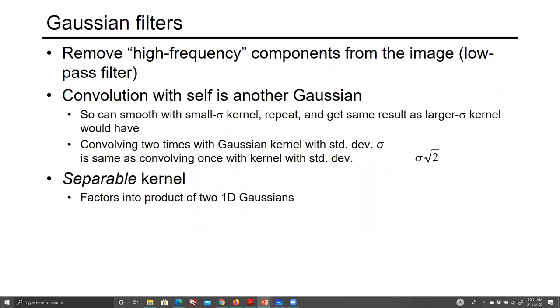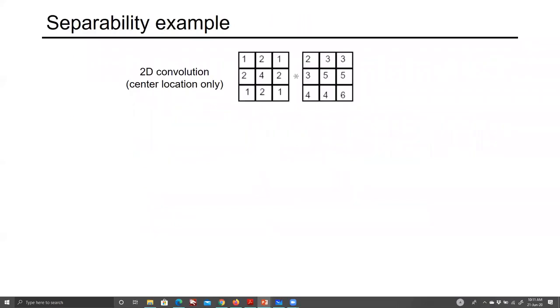Okay, so the basic idea is very simple. Gaussian filters or Gaussian kernels will remove high frequency components. What it means is only low pass components are allowed to go forward. And this is the separability.